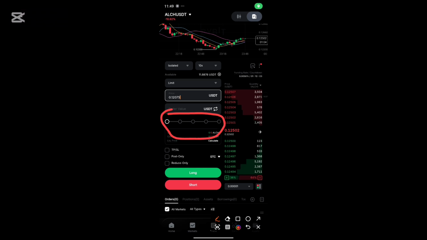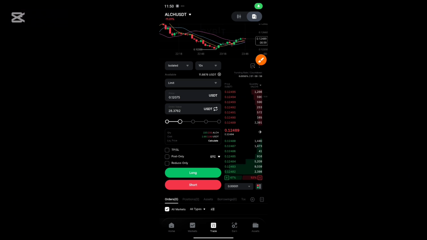There's this portion here. If you click on this point, you are using 25% of your capital. If you click on the next dot, you are using 50% of your capital. You click on this, you are using 75% of your capital. If you click on this, you are using 100% of your capital.